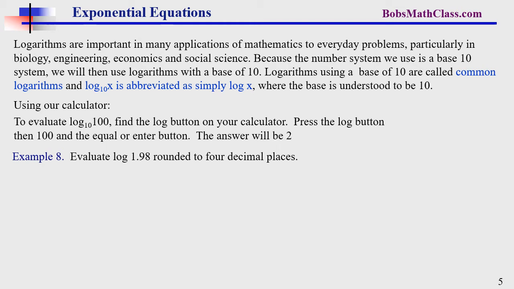Log of 1.98. And we're going to round it to 4 decimal places. That means 4 places after the decimal. So the 5th place after the decimal, you use that number if it's 5 or more to round up, or 4 or less to round down. Okay, log of 1.98. Whatever answer we get, that means 10 to that number is going to give us 1.98, or close to it. Okay, so type it in your calculator, and you should get 0.2967.